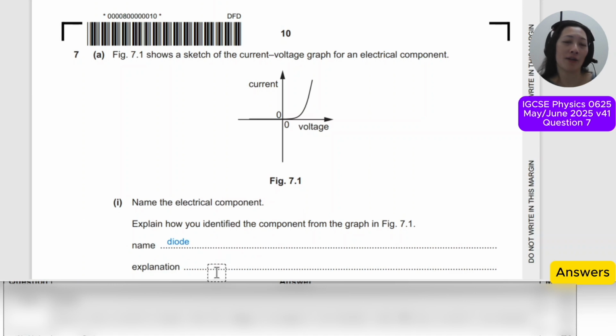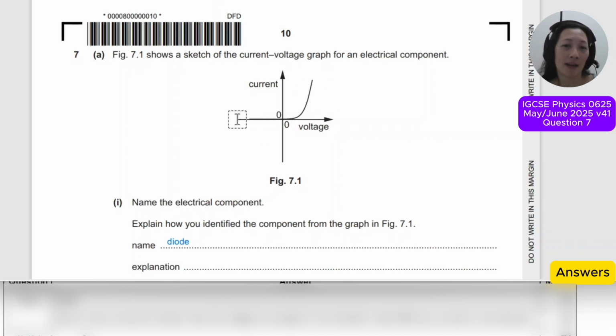Now, for the explanation though, you can't write, that's what I studied. You have to find something about the graph that explains why this is the diode graph. If you look at the graph closely, you can see that they've drawn a line here clearly on purpose so that you can see how the graph looks like. So in the negative region, there's absolutely no current. There's only current in the positive region.